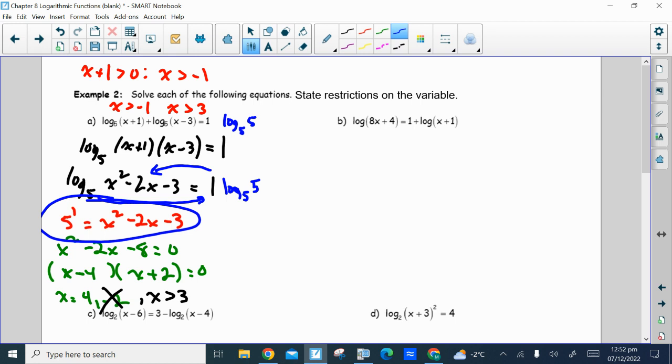So expressing the right side 1 as a log, then you can do it the same way we did the previous questions, dropping the log base 5 from both sides. You get the same answer. Okay?